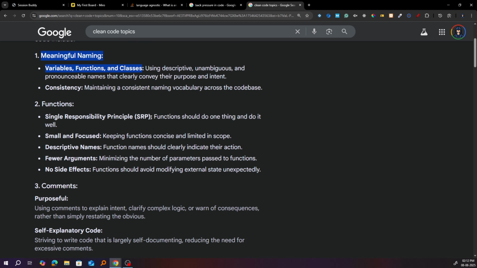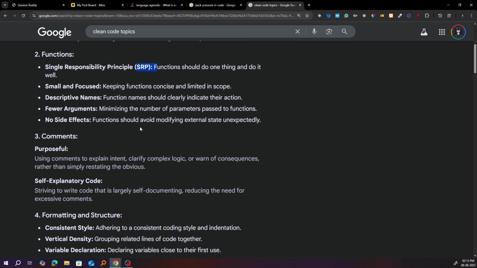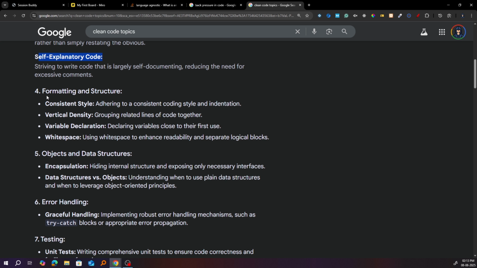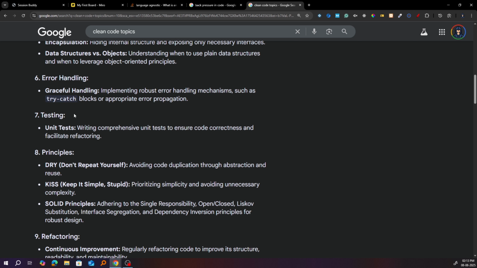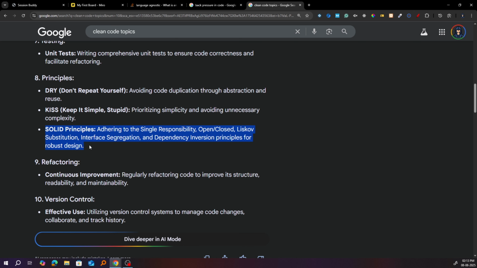Function single responsibility principle, SRP: one function should have only one responsibility. It shouldn't be doing multiple things, because that will make it confusing. Comments should be purposeful and self-explanatory. Formatting and structure: consistent style, vertical density and all. Objects and data structures, and error handling. How you should write unit tests: writing comprehensive unit tests to ensure code correctness. You can use Jest. Then the SOLID principles, as I was saying, and DRY.